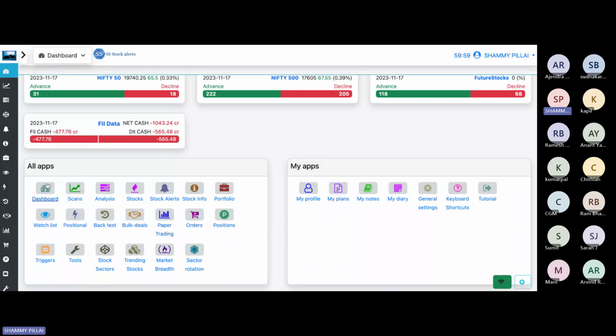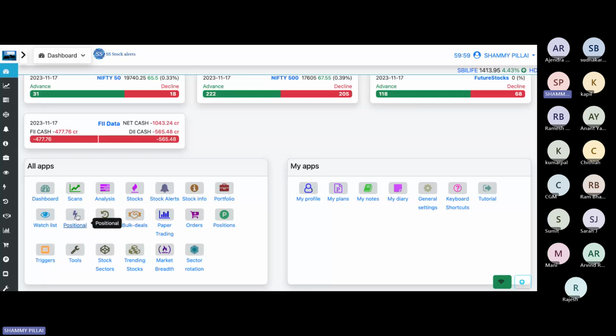Basically, it has dashboard, scans, analysis, stocks, stock alerts, stock info, portfolios, watch list, positional, backtest and all. But our main thing is using scans, analysis, stock info, and positional. These are the four most important things that we are going to use.